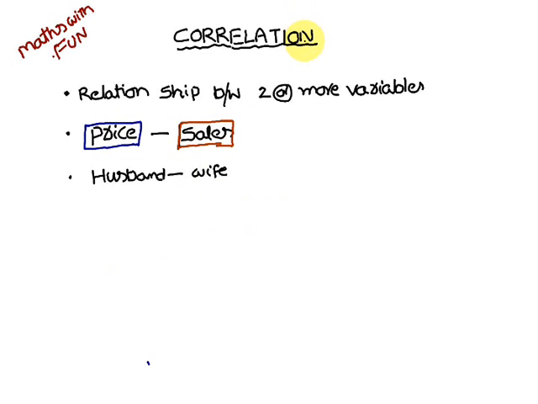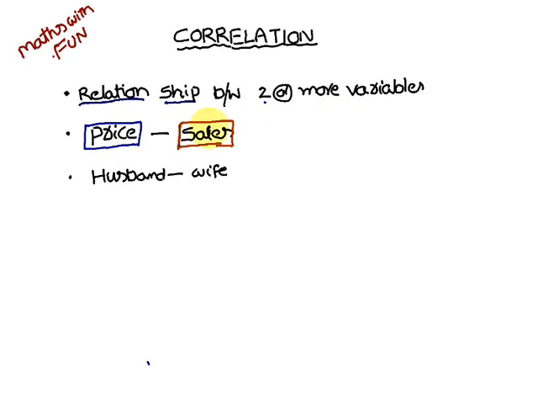Today we are going to discuss correlation. So correlation is nothing but the relationship between two or more variables that we are going to study. Relationship between two or more variables is called the correlation.